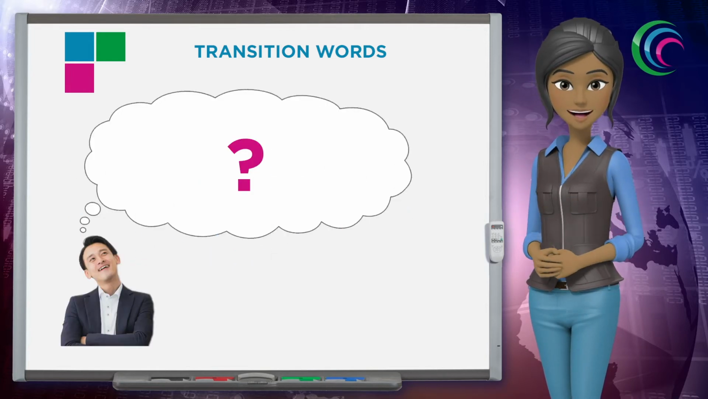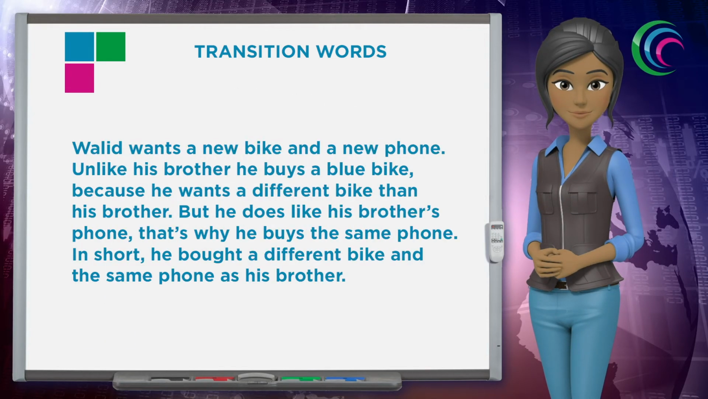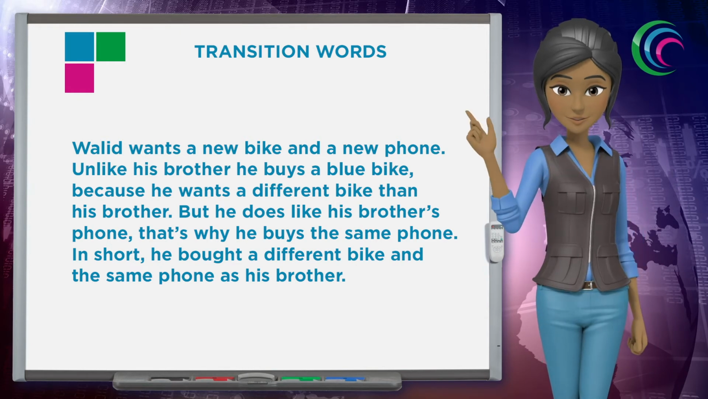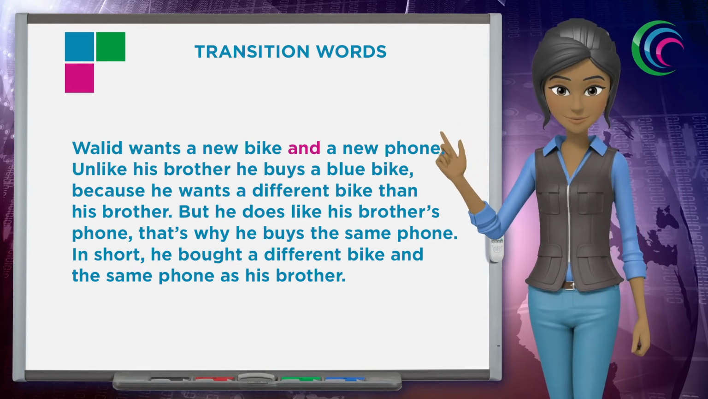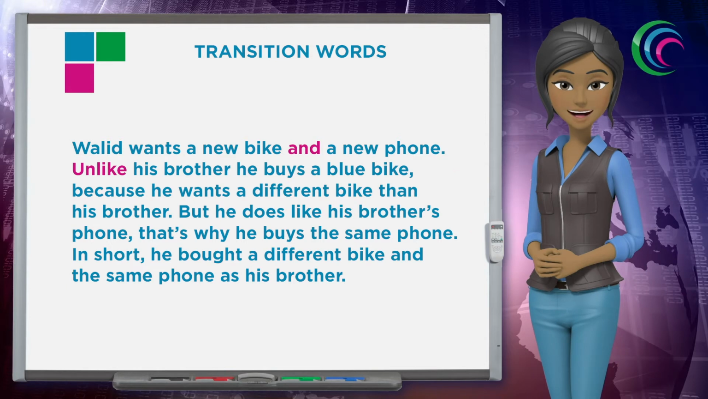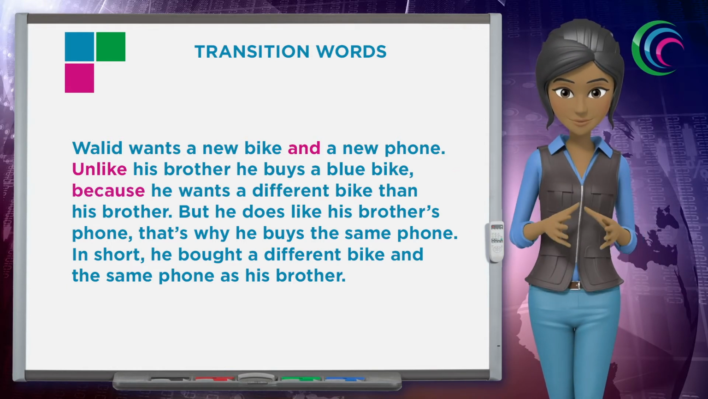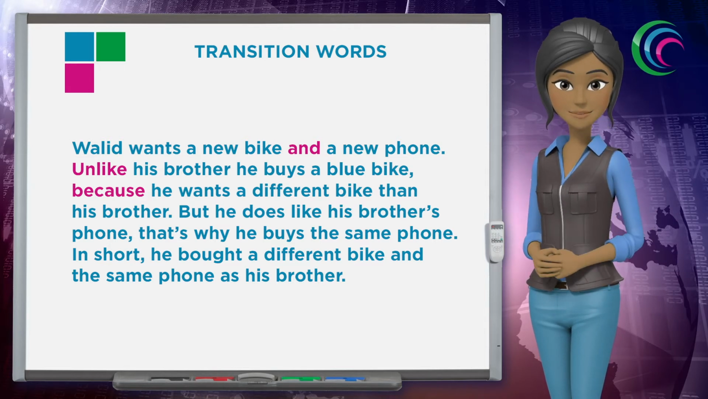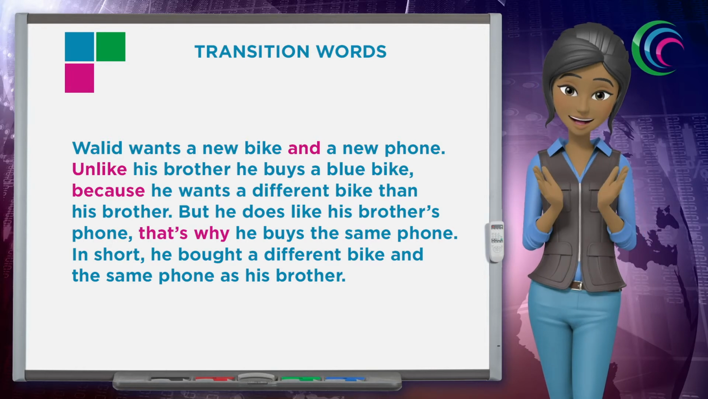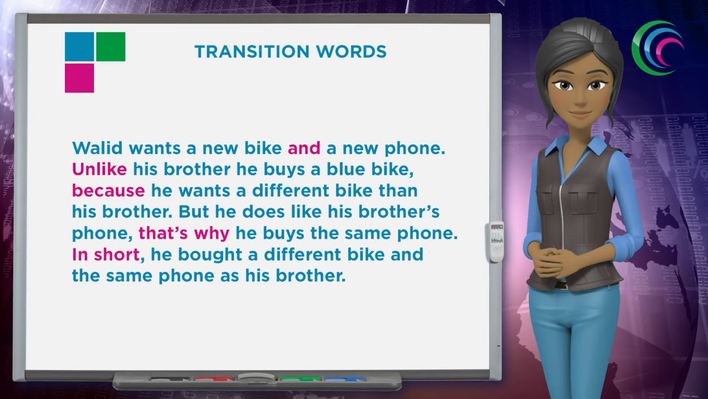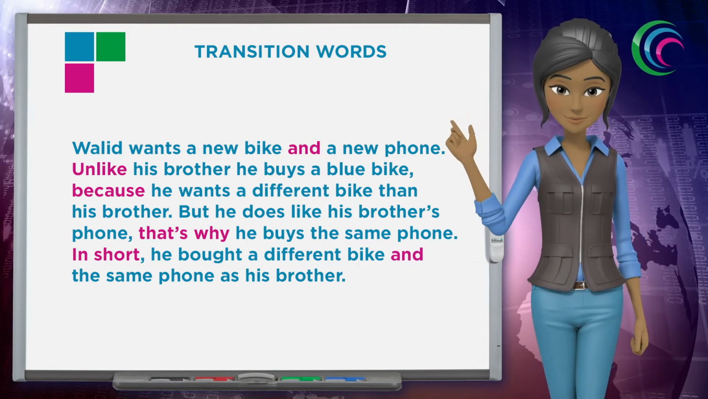Now listen to the example again. Valid wants a new bike and a new phone. Unlike his brother, he buys a blue bike because he wants a different bike than his brother. But he does like his brother's phone. That's why he buys the same phone. In short, he bought a different bike and the same phone as his brother.